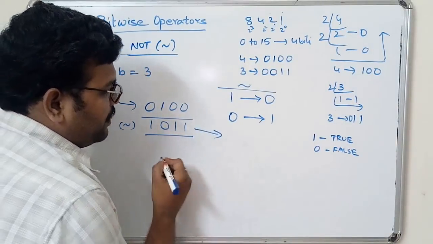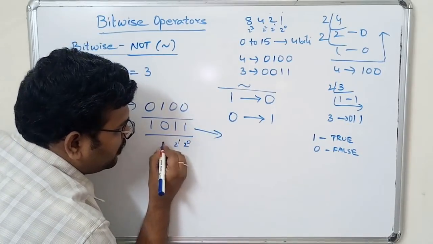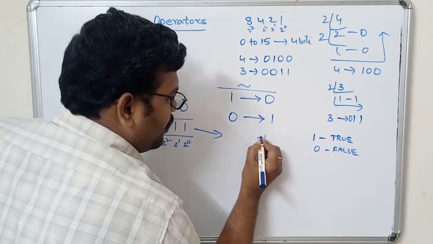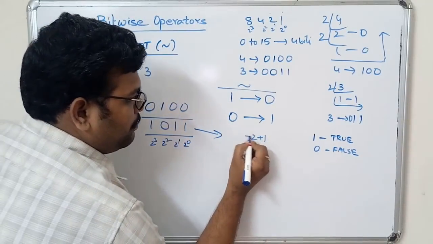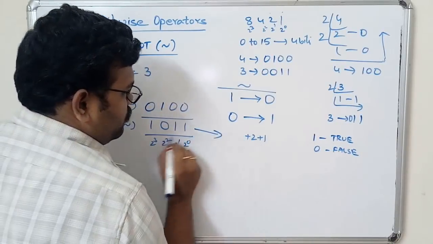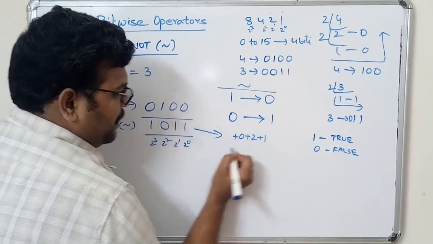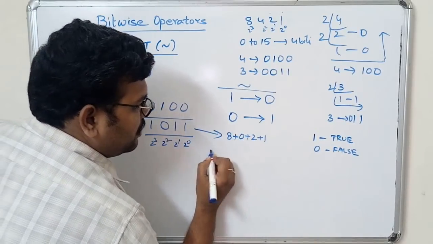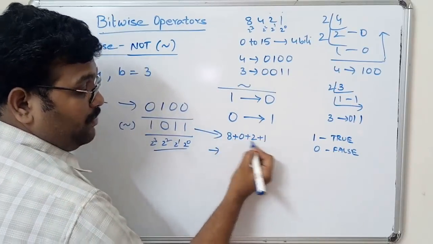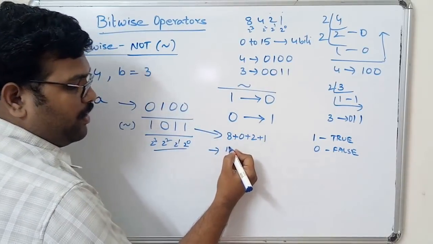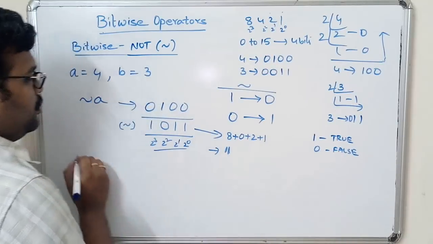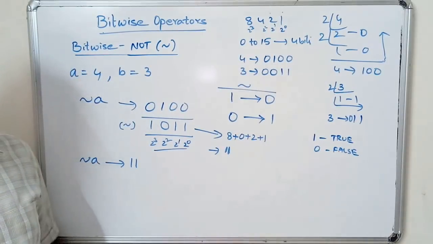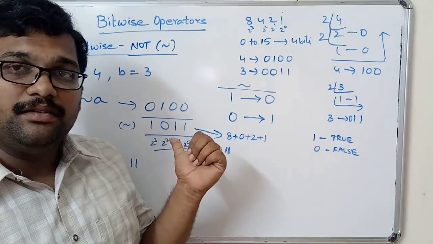So the binary value for this one is 2 power 0, 2 power 1, 2 power 2, 2 power 3. So 1 into 2 power 0, 1, plus 1 into 2 power 1, 2, plus 0 into 2 power 2, that means 0, plus 1 into 2 power 3, that means 8. So the resultant will be 8 plus 2 plus 1, that means 11. So not A is 11. This is a bitwise not.